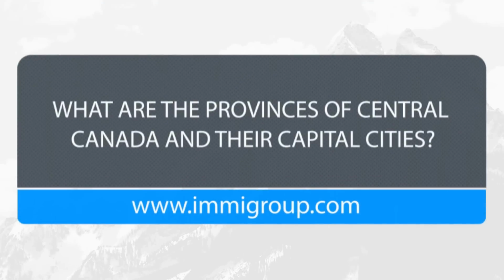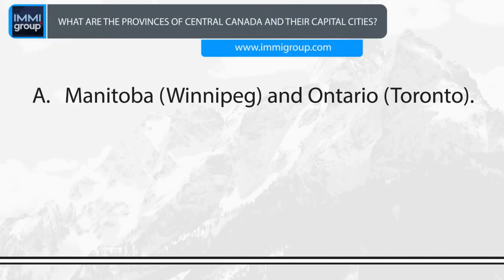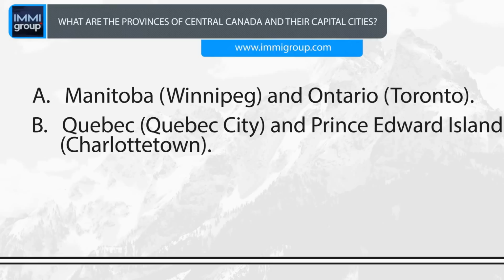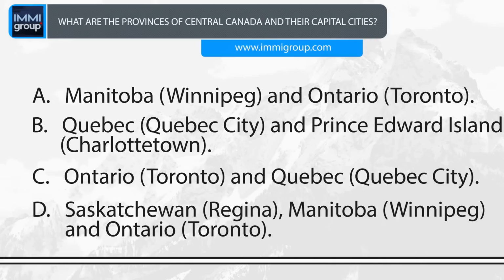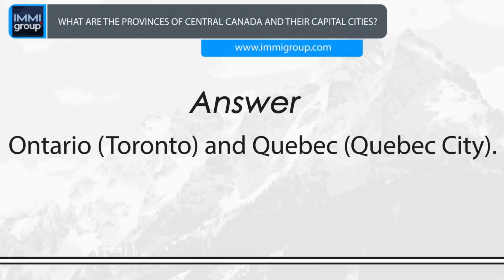What are the provinces of central Canada and their capitals? A. Manitoba, Winnipeg, and Ontario, Toronto. B. Quebec, Quebec City, and Prince Edward Island, Charlottetown. C. Ontario, Toronto, and Quebec, Quebec City. D. Saskatchewan, Regina, Manitoba, Winnipeg, and Ontario, Toronto. Answer: Ontario, Toronto, and Quebec, Quebec City.